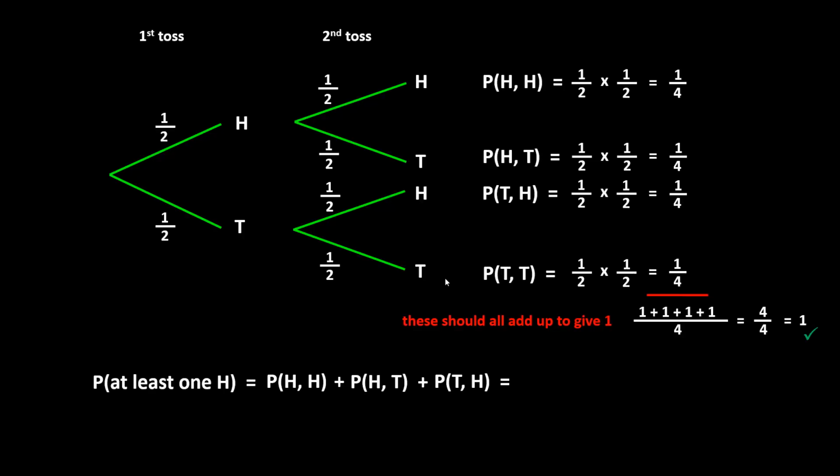So the probability of at least one head is the probability of 2 heads, or head and a tail, or tail and a head. So let's get that one from there. That's a quarter. In fact, they're all a quarter, aren't they? So that's a bit silly, really. Quarter and a quarter and a quarter is 3 quarters, and that's the probability of getting at least one head.